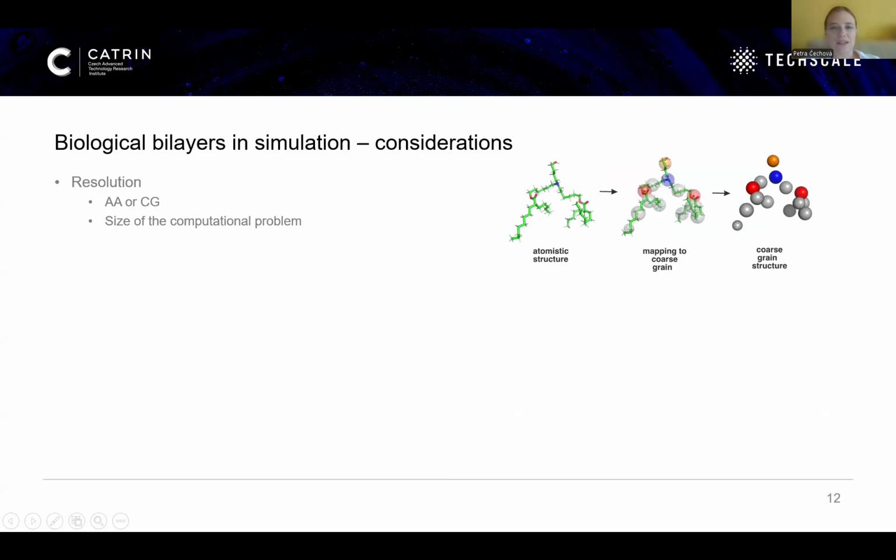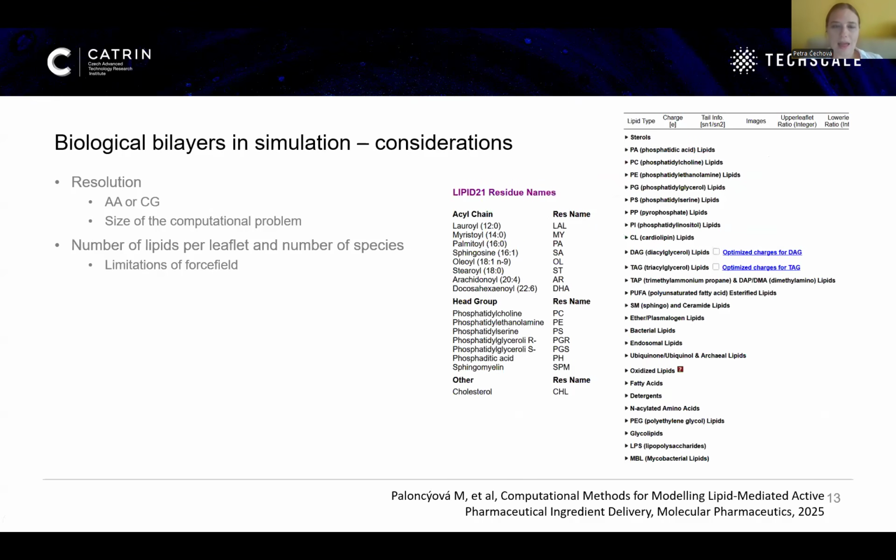So what do we need to take into account when we are building a molecular simulation of a bilayer? The first thing is to decide if you want to do an atomistic simulation or a coarse-grained simulation, so having a look at a resolution that is connected to the problem you want to study. And in this case, I will focus on the atomistic simulations because that's what I'm more familiar with.